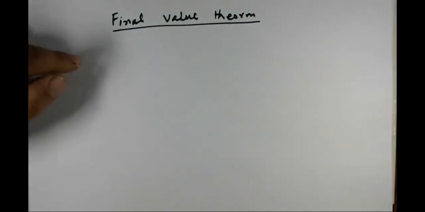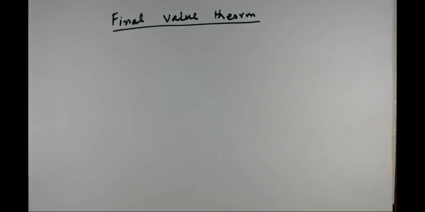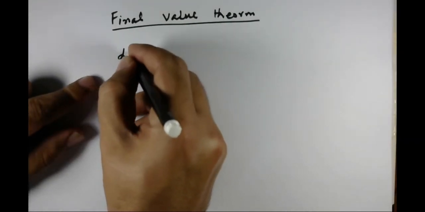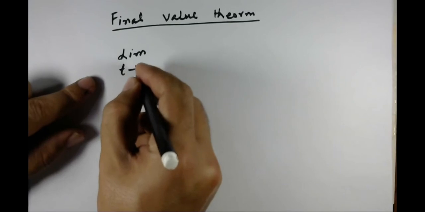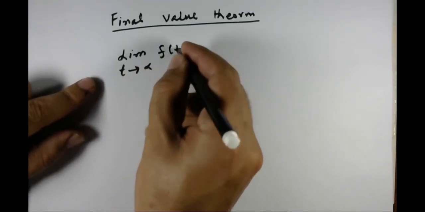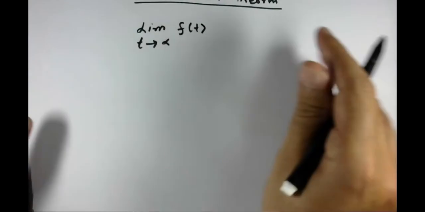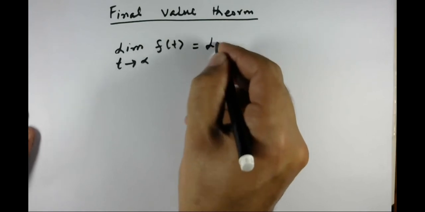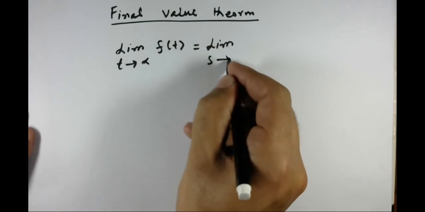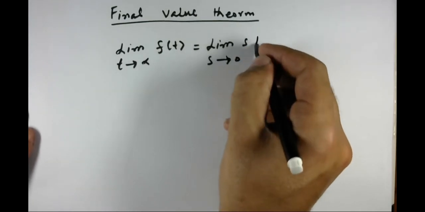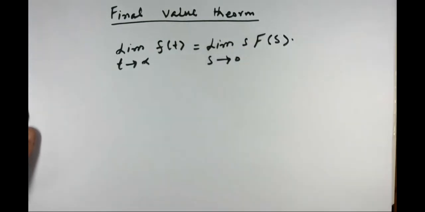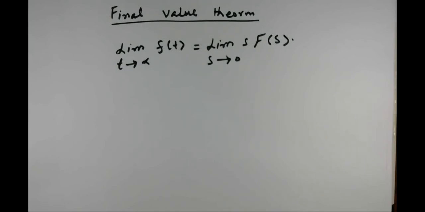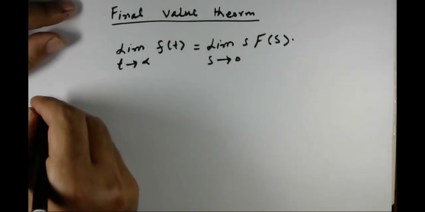Okay, this is your final value theorem. The final value theorem states that the limit as t approaches infinity of f(t). Okay, so what will happen in the frequency domain? In the frequency domain, your limit will be applied on s. So s will approach 0, s F(s). Okay, this is your final value theorem. Let's prove it, and then we're going to proceed further.